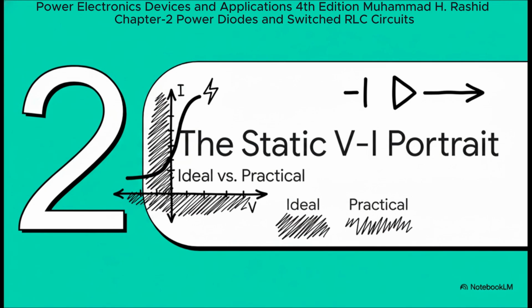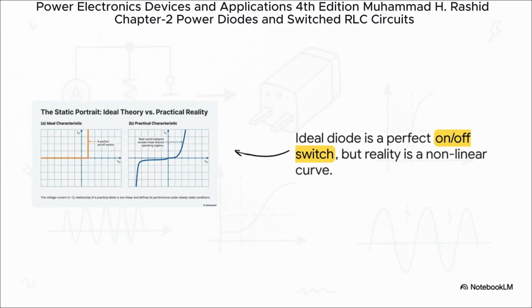So that brings us to the first face of the diode. We're talking about its static behavior, how it acts when things are nice and steady under DC conditions. Now, look at this. On the left, that's the diode you learned about in your first circuits class, a perfect, clean on-off switch. But on the right, well, that's the real world. It's this messy, nonlinear curve. And that curve isn't some kind of flaw. It's the diode's true signature, and we have to understand it.